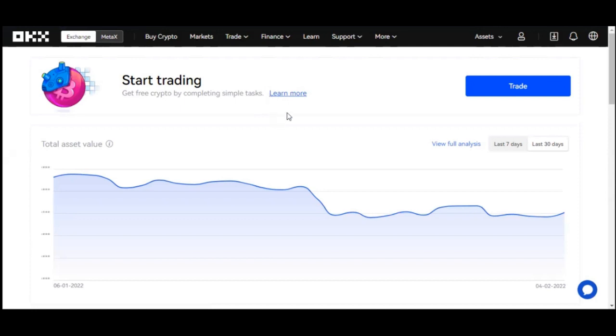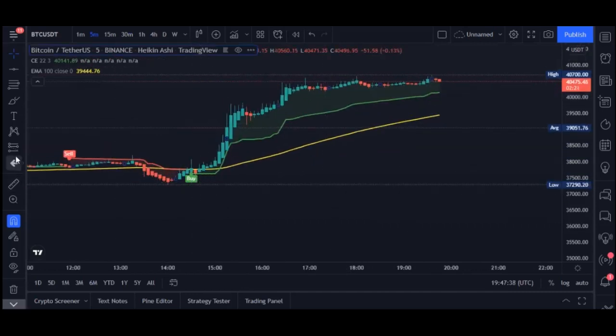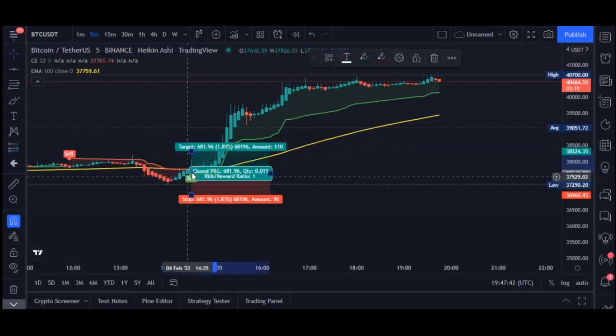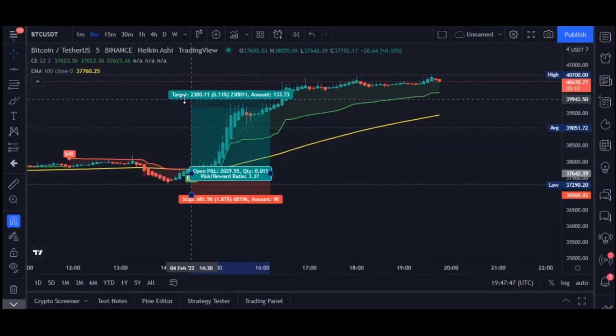Can you take a look at my screen? So the same settings that I did here. Let's say we took this trade somewhere around here. We bring in our long position, so we enter this market around there. Let's say we want to take profit when this market increases by 5% or 6%, and then our stop loss will be at 1.8%.